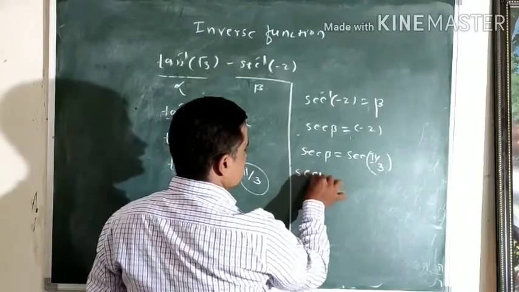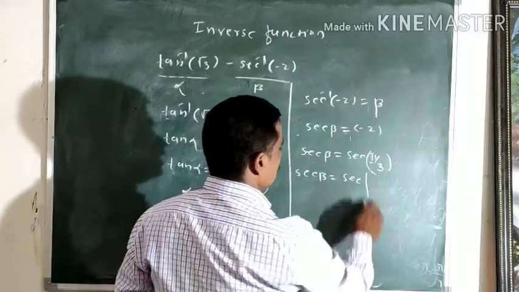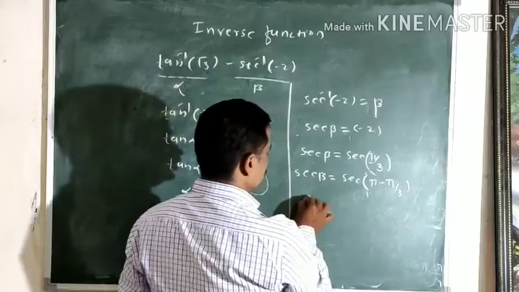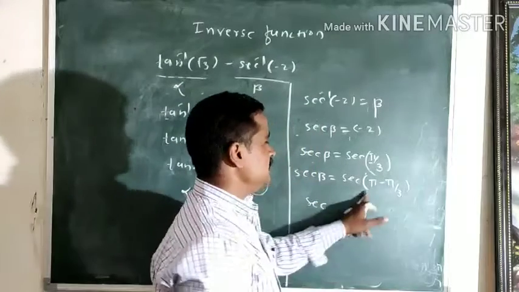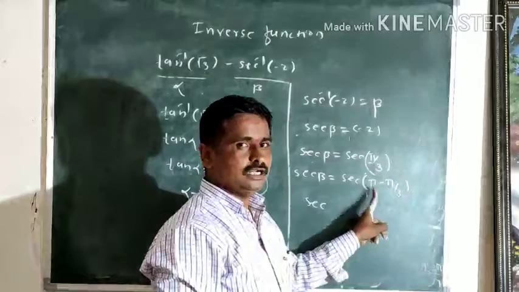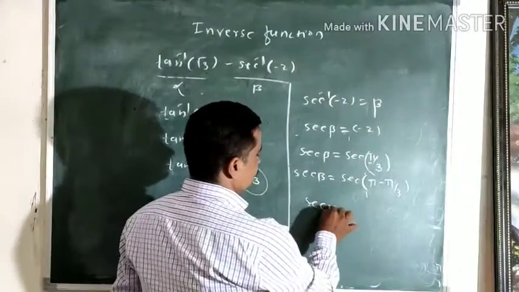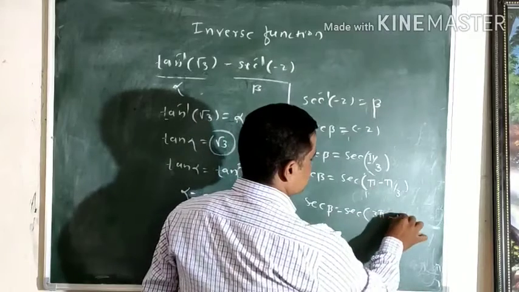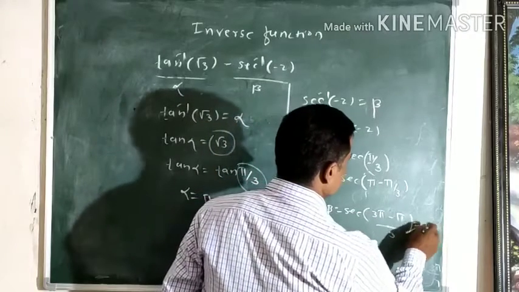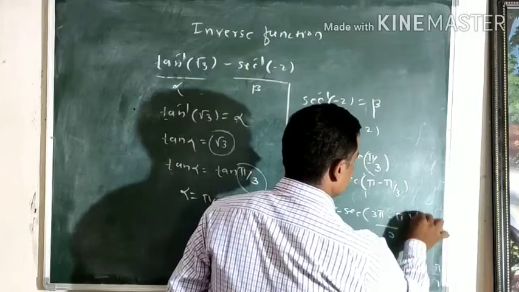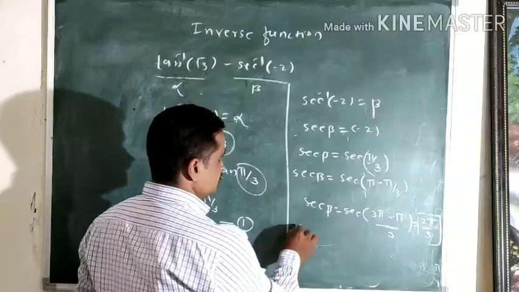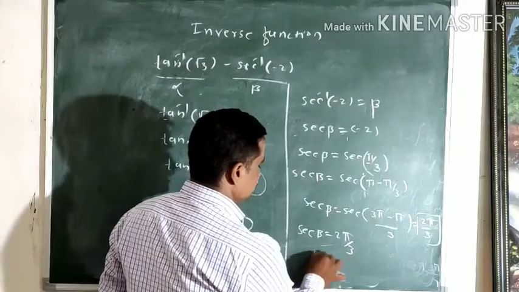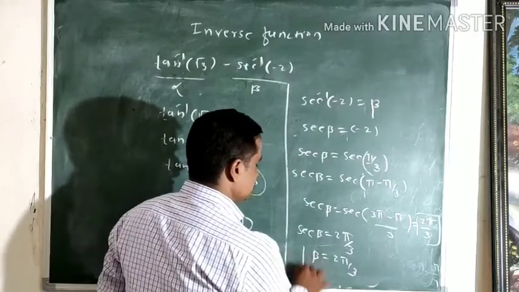So sec beta equals sec of pi minus pi by 3. Why do we choose pi minus pi by 3? Because it is in the second quadrant, where sec is negative. Sec beta equals sec of pi minus pi by 3, that is 2 pi by 3. So beta equals 2 pi by 3.